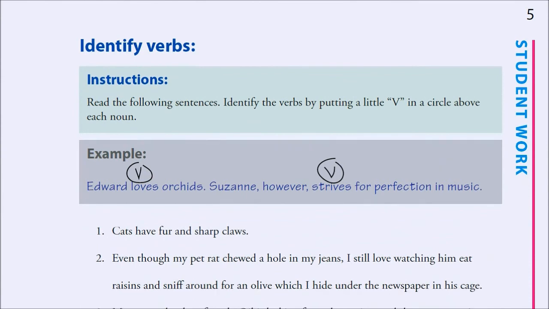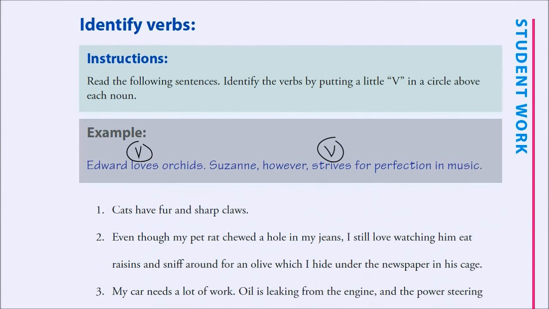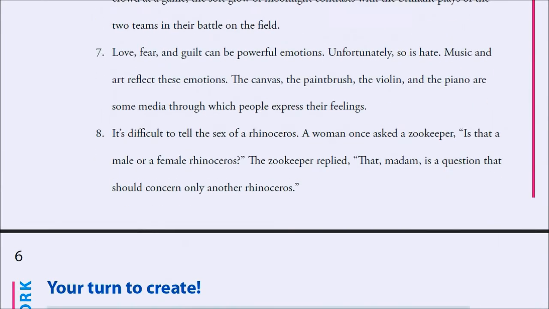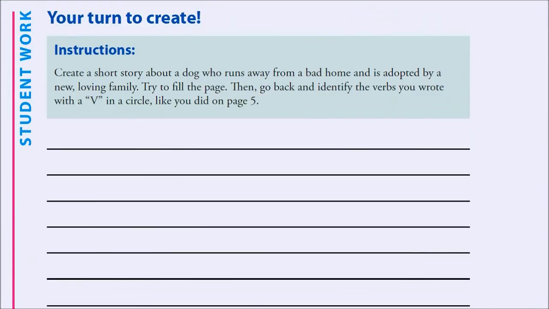And you're going to do what you did with nouns, which is to identify the verbs in all of these sentences, by circling a V over every word that's a verb. Just do that for all these sentences. And then just create a short story about a dog who runs away from a bad home and is adopted by a new loving family. Just create a nice story based on that plot.